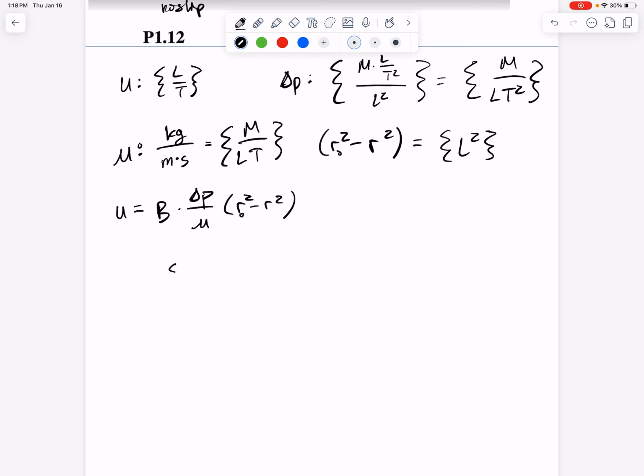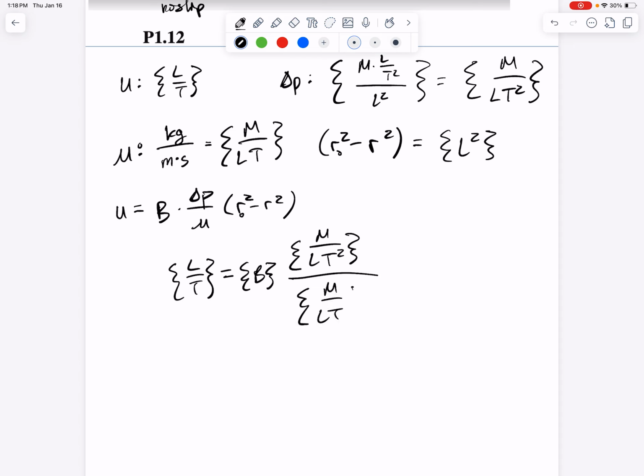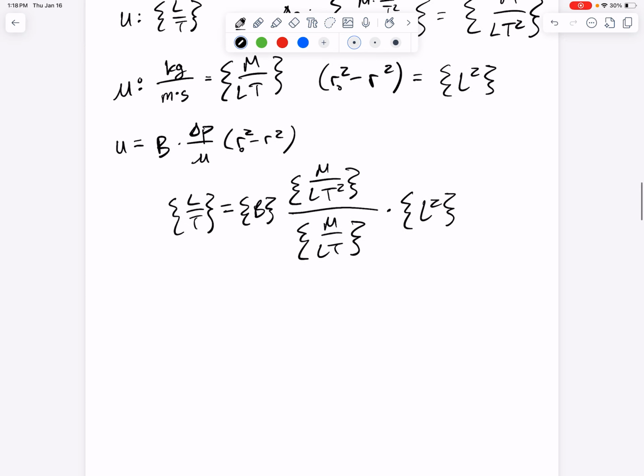So for U, I get L over T equals B times mass per length T squared for pressure, and mass per length T for viscosity, multiplied by the radial location, so L squared. Let's simplify that right-hand side.